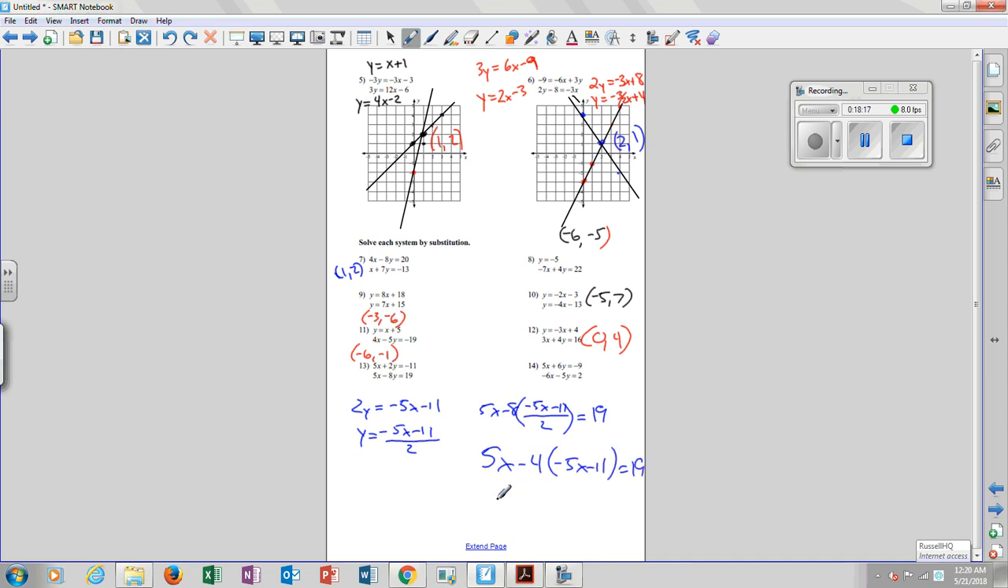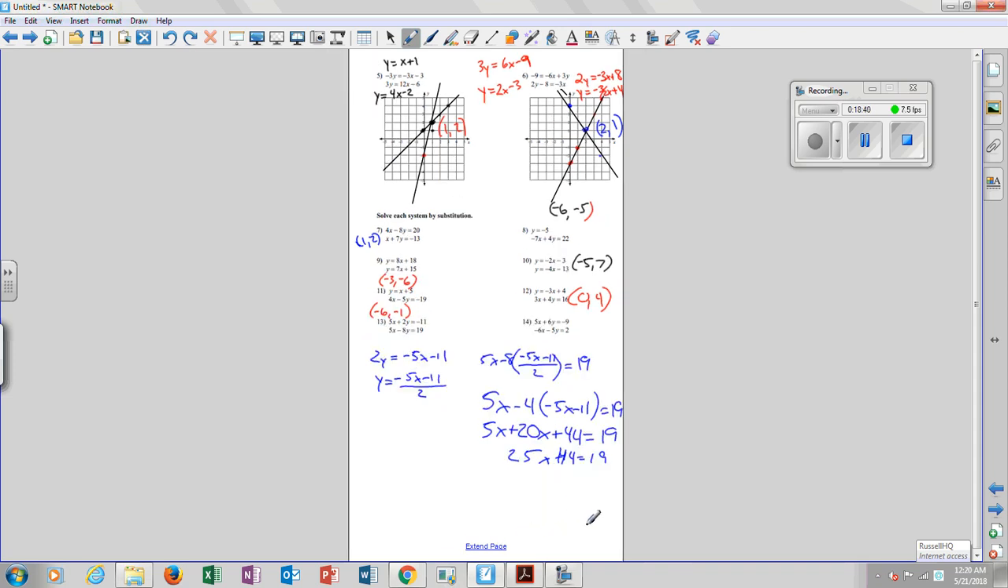Now you just distribute negative 4. 5x plus 20x plus 44 equals 19. Give me 25x plus 44 equals 19. Subtract the 44 over. Get 25x equals negative 25. Divide by 25, x equals negative 1.